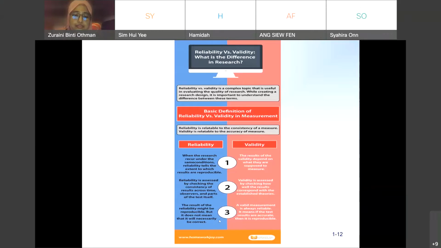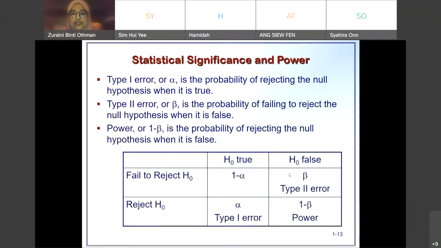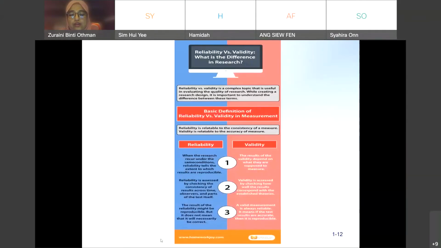And number 3, the third one: the result of the reliability might be reproducible, but it does not mean that it will necessarily be correct. And a valid measurement is always reliable. It means the test results are accurate when they are reproducible. Okay, this is when we call it reliable and when we call it valid in our research. I am taking this from the notes from homeworkjoy.com.